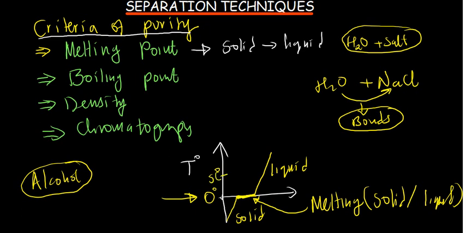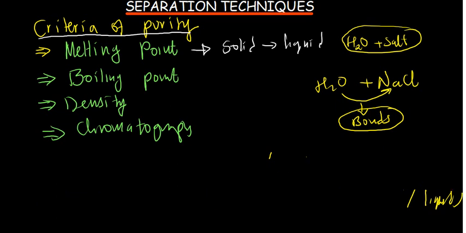So melting point gets to change. Melting point gets to change when a substance is not pure, and mostly you can see that it is going to increase. So for each pure substance, it's going to have its own melting point.